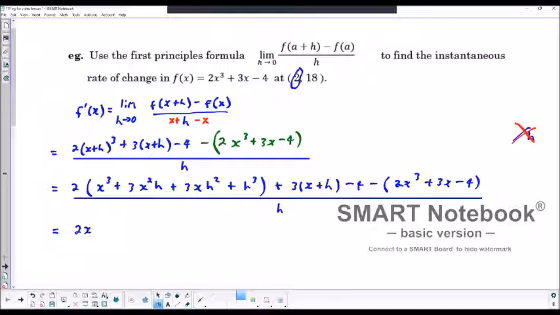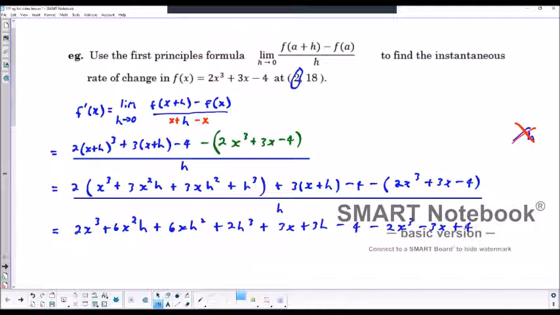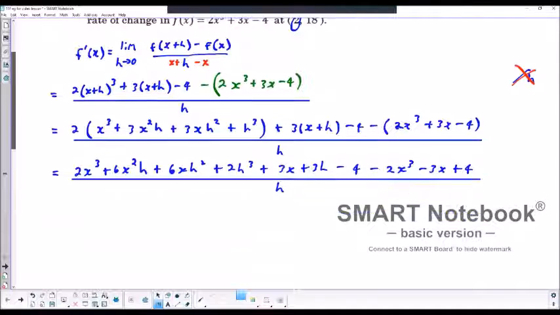So I'll get 2x cubed plus 6x squared h plus 6x h squared plus 2h cubed. Then I'll have plus 3x plus 3h minus 4 minus 2x cubed minus 3x plus 4. Again, all over h. And then we'll see that we can simplify things down.